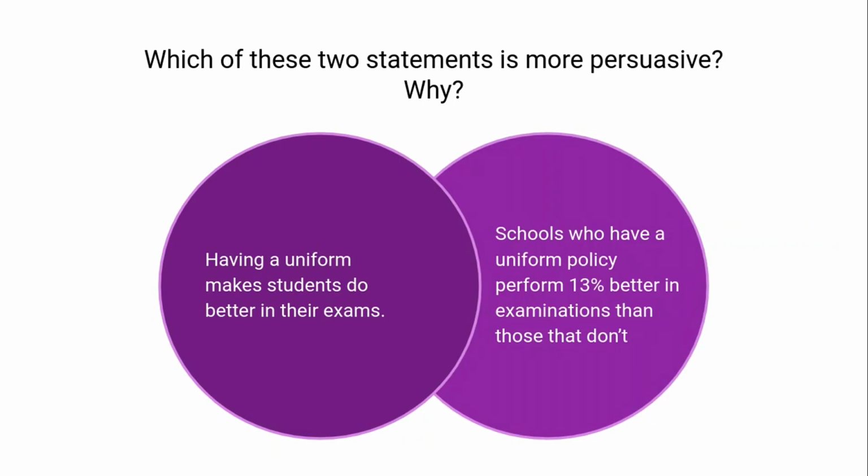Now the reason for that isn't just that there is a number in it, it's that there is a percentage attached, which means that clearly some research has been done into the topic of school uniform. This is one of the basics of using evidence to back up your arguments.